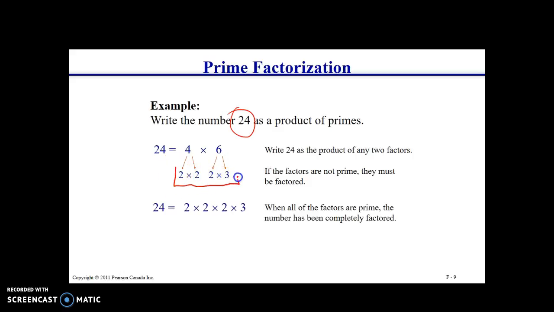So these now are our prime factors. No other number could be divided out of these numbers. So 24 as the product of primes is right here. 2 times 2 times 2 times 3 gives us 24.